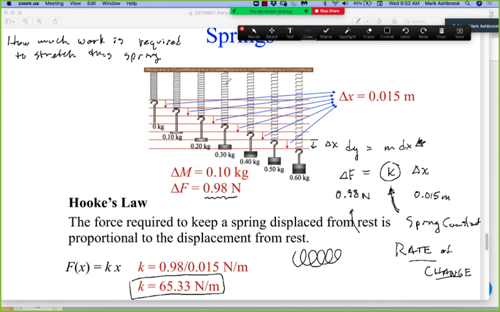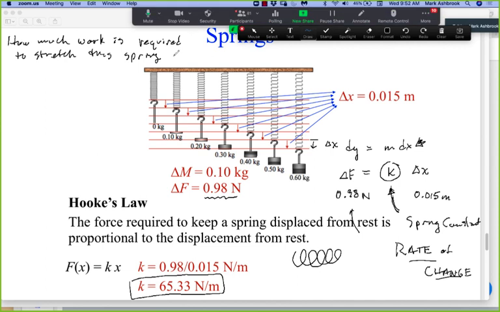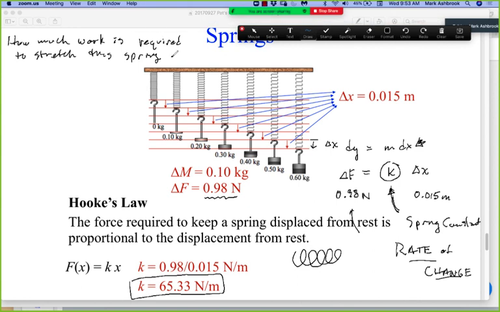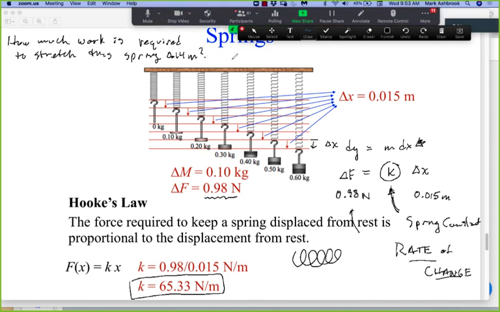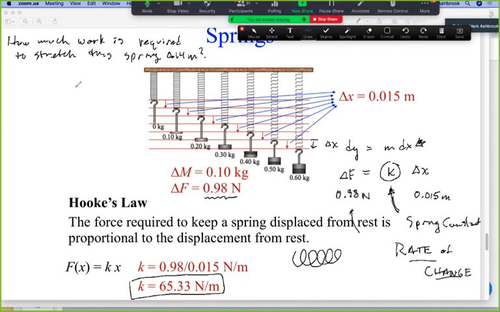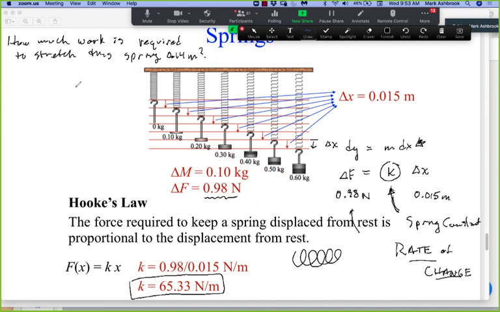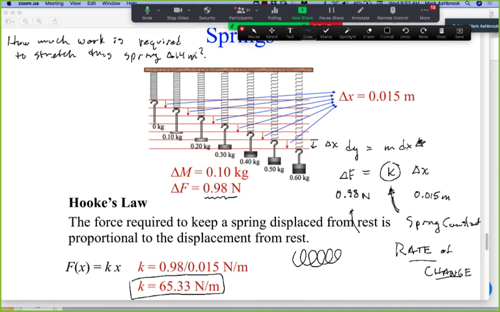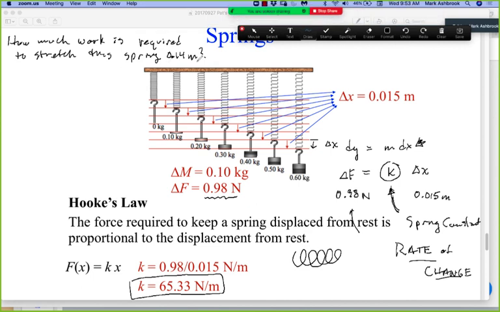Let's say 0.2, no, that's too much, 0.15, doesn't matter, 0.14 meters. Okay, so can we use force times distance? We got a distance that we're going to stretch the spring, 0.14 meters.